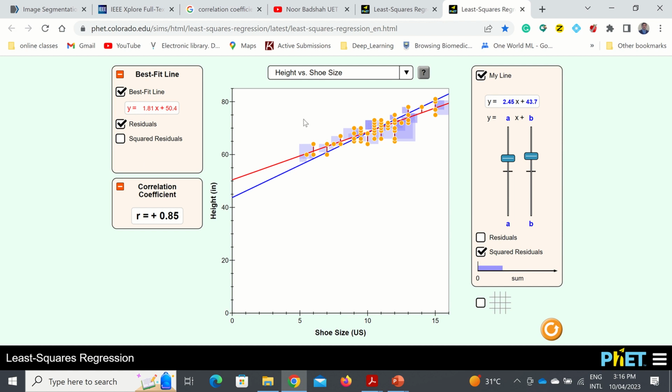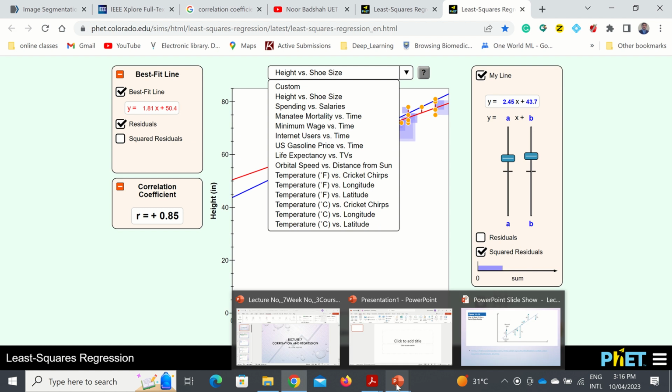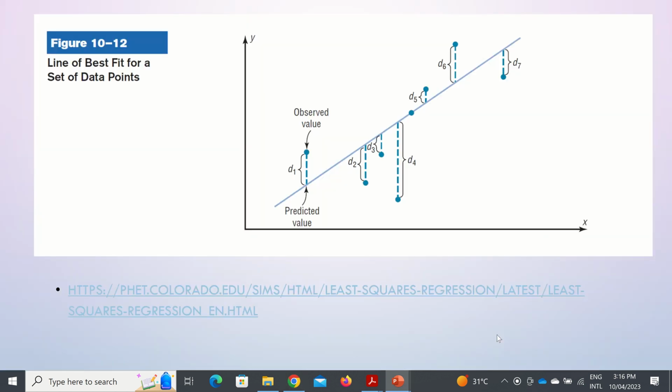So you can go for different types of data: spending against salaries, mortality versus time, minimum wages against time, and internet users and time. You can have any data to just see the best fit, because you can have many lines in that case. I hope it's clear to everybody now.